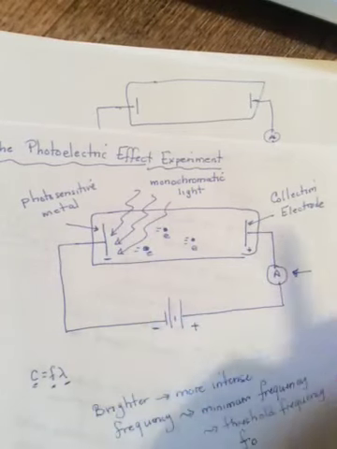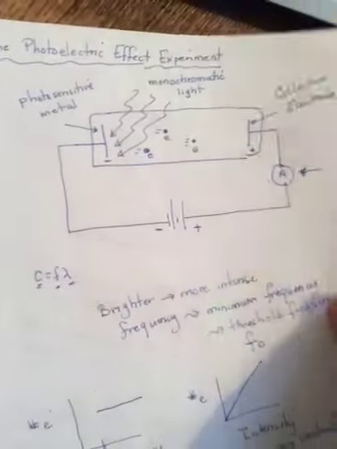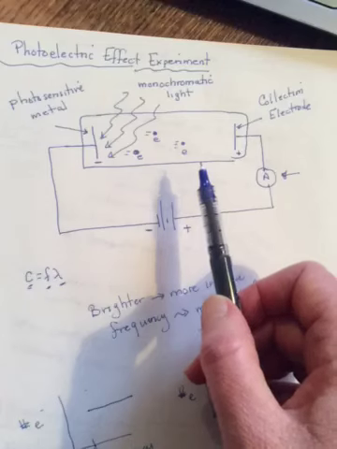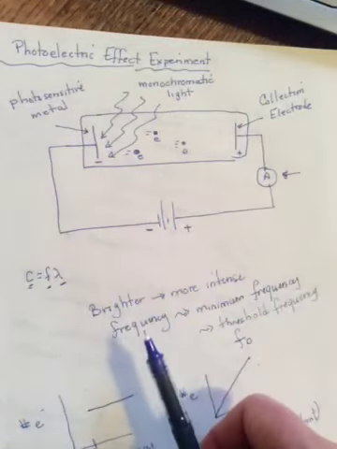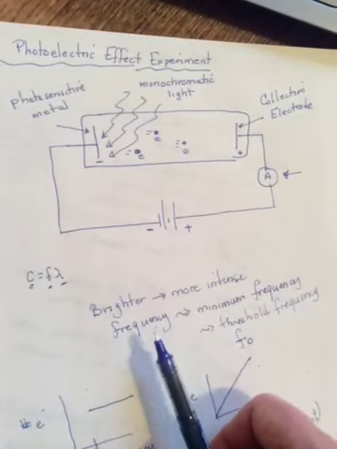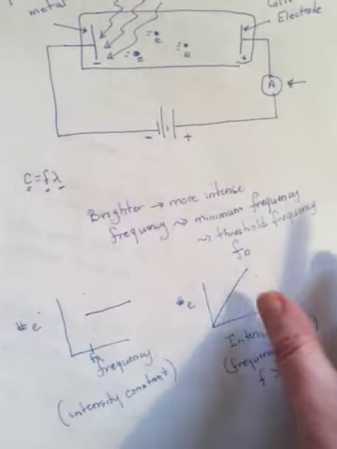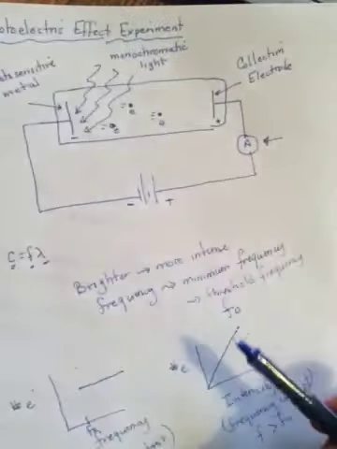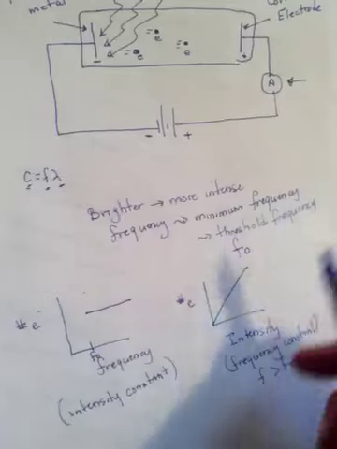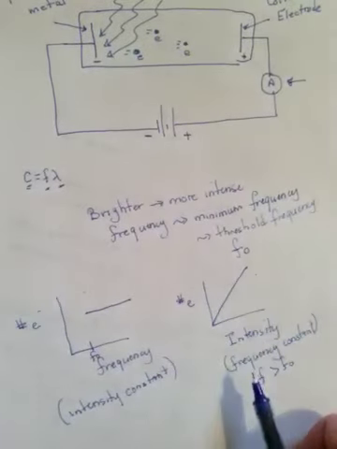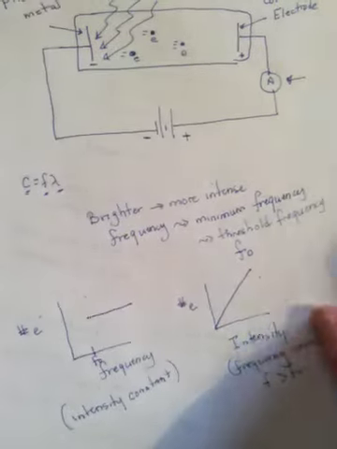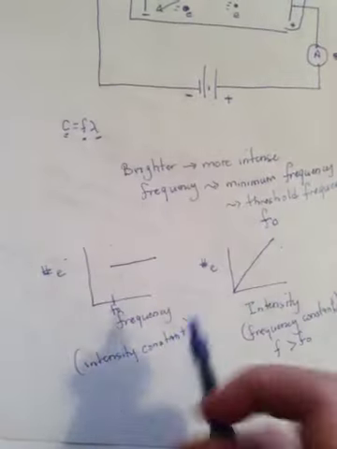As long as the light was above some frequency, f0, the threshold frequency, then electrons would be emitted, but the number of electrons emitted didn't change as the frequency went up. But they did change as we made the light more intense. So as long as the frequency was above some minimum frequency, the number of electrons increased as the intensity increased, but not as the frequency increased.